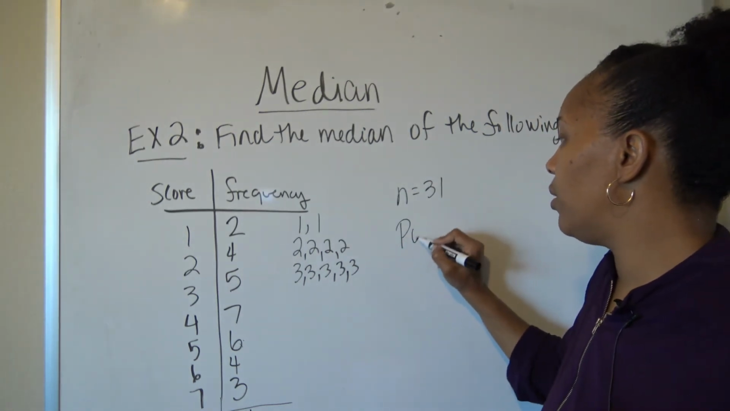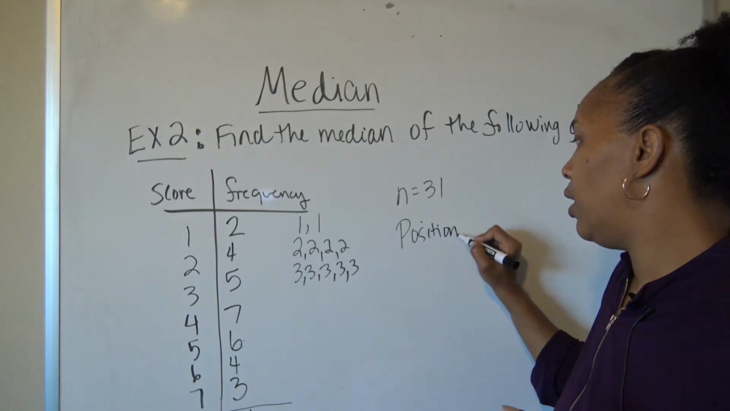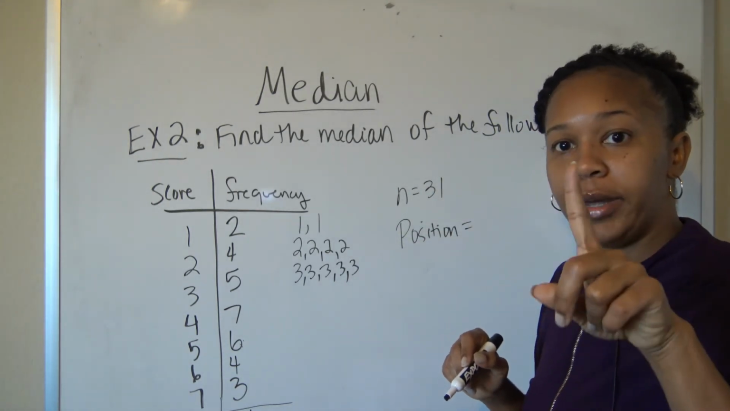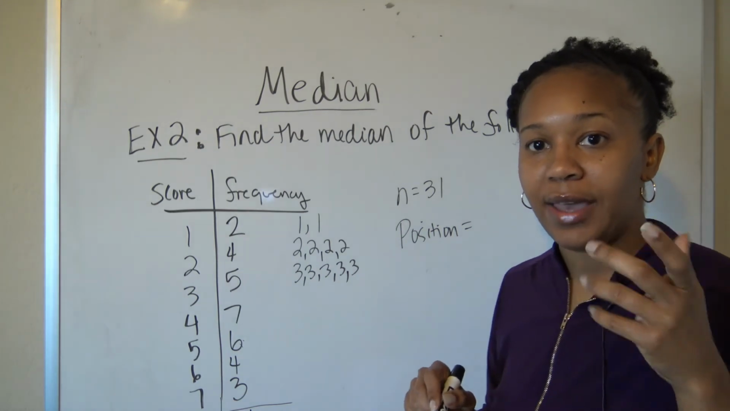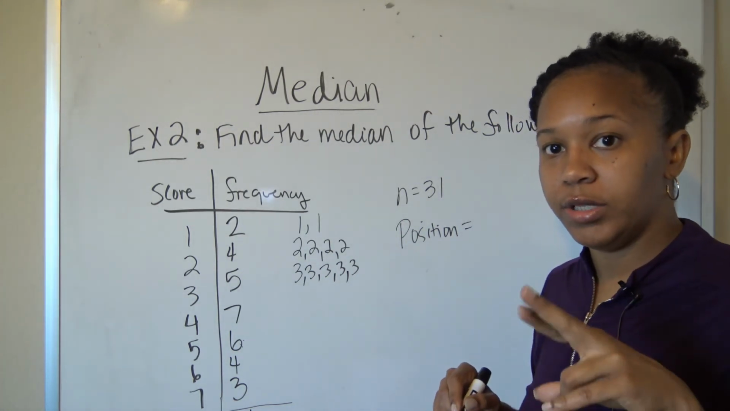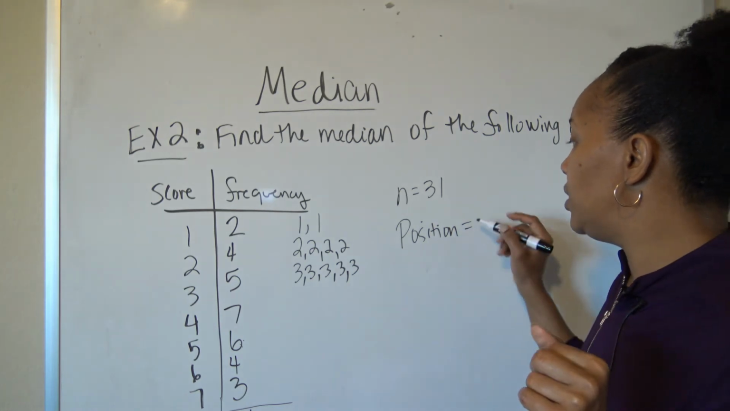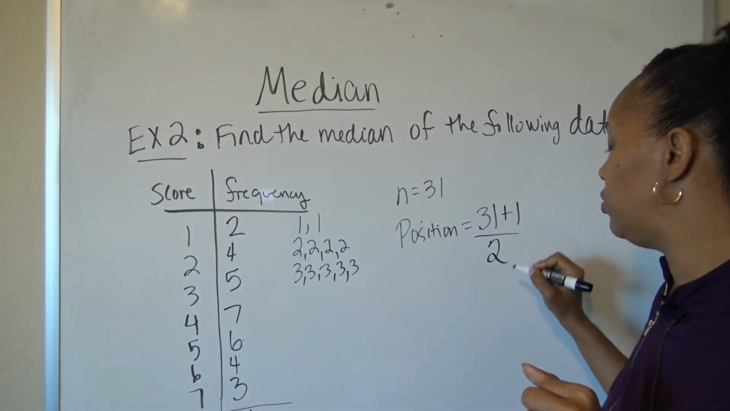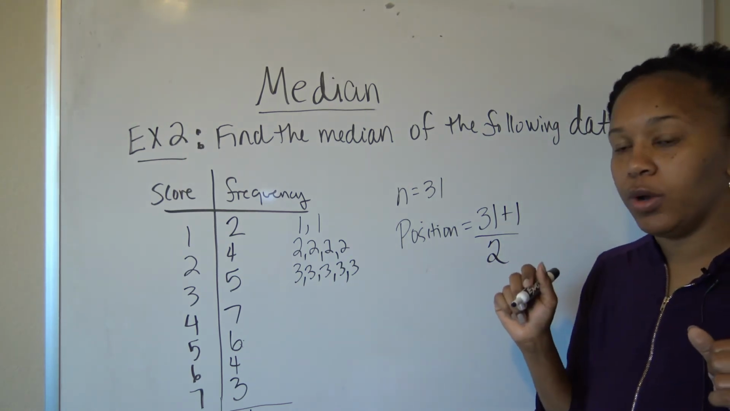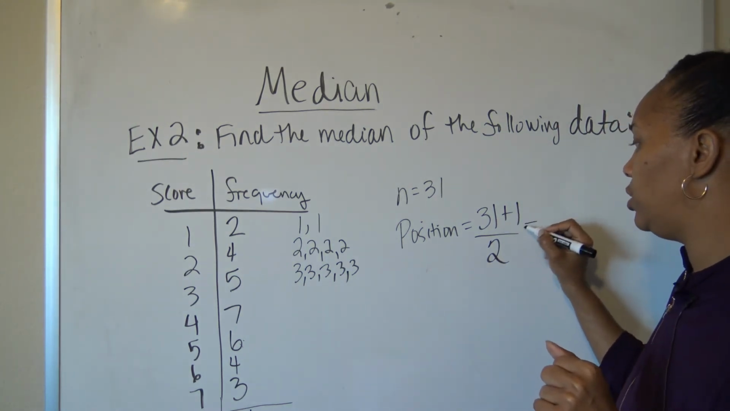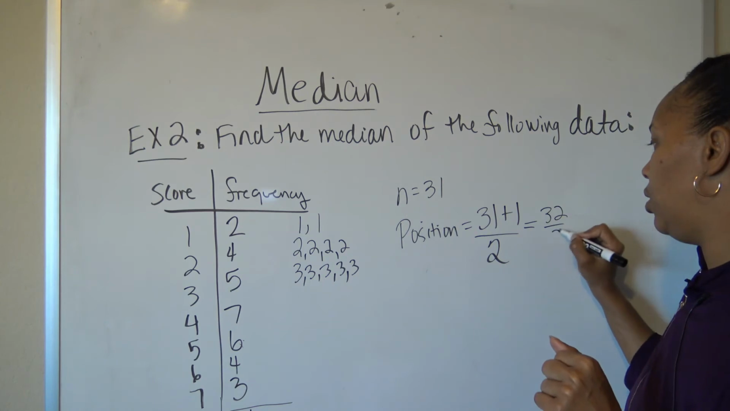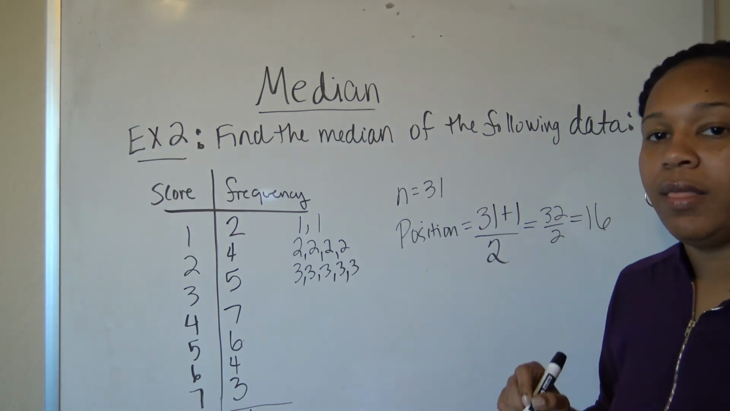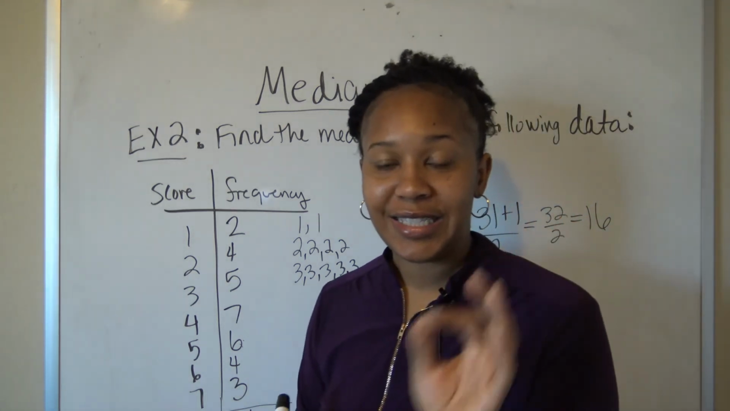So now if you want to know the position of the middle number, notice this is an odd number. So that means I'm going to have one number in the middle, and I won't have to worry about taking the average of the two numbers that are in the middle. So the position would be equal to N plus 1 divided by 2. 31 plus 1 divided by 2, that's 32 divided by 2, which is equal to 16, okay? That means the middle number is in the 16th position.